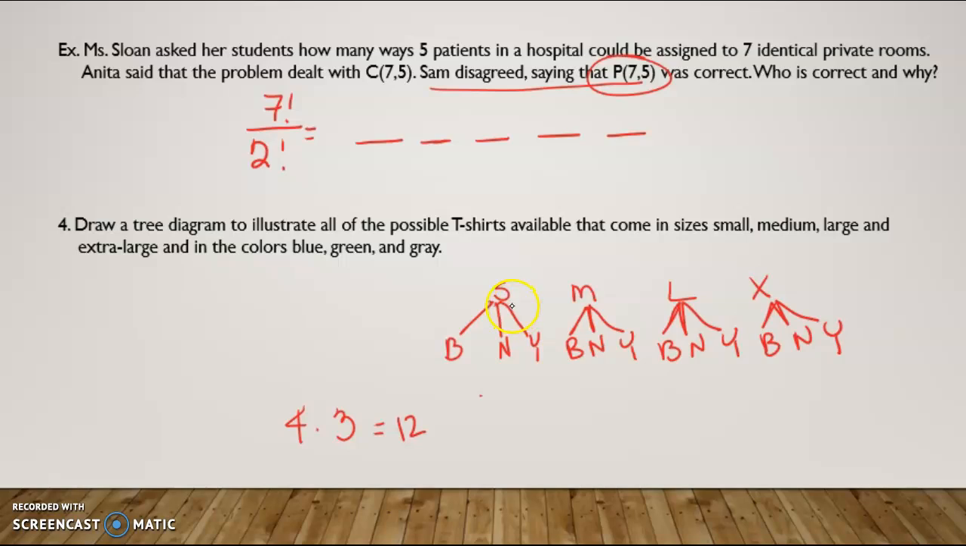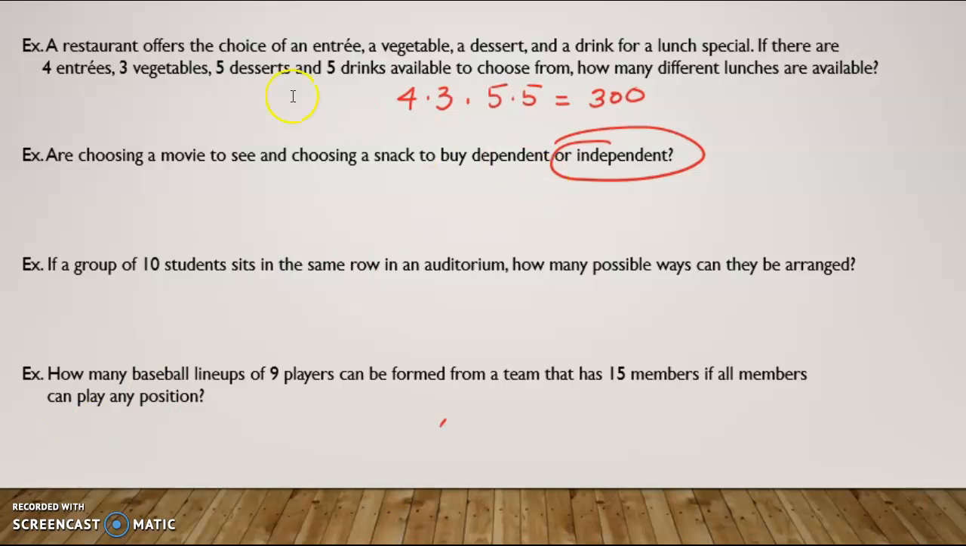This one, you've got small, medium, large, and extra large, blue, green, and gray. There are 4 choices here, 3 on each of these, so you will have 12 different situations on here.